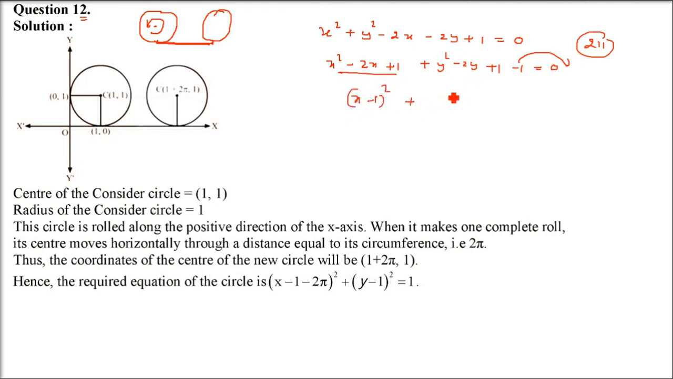So this will be x minus 1 whole square, this y square minus 2y plus 1 will be y minus 1 whole square, and this minus 1 can be taken on the right hand side. So this is the circle equation. Now the center is 1, 1. The center is 1, 1. And what is the radius here?